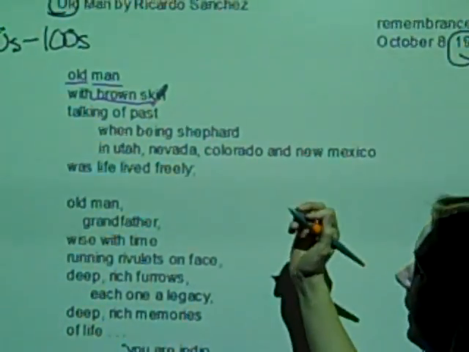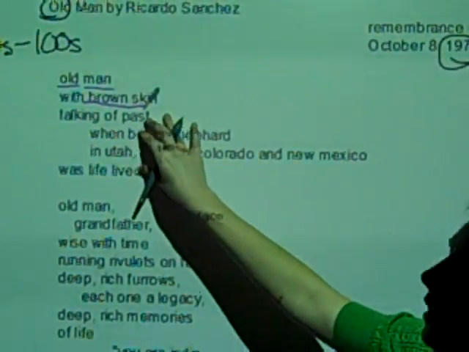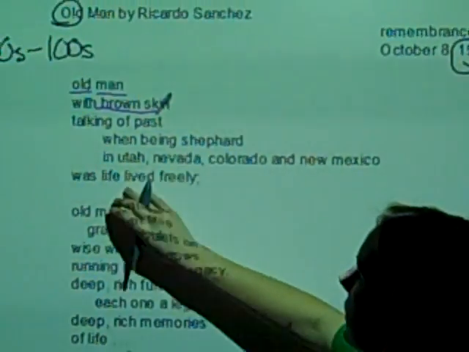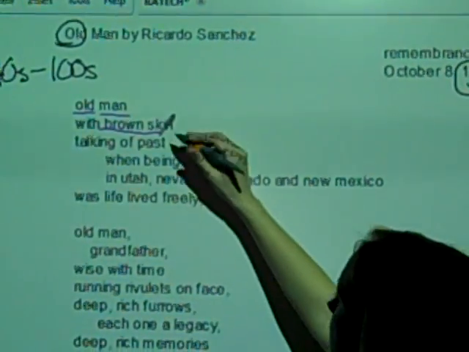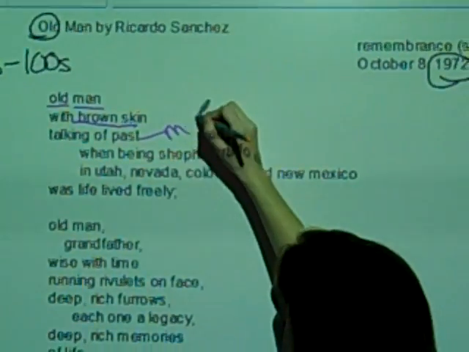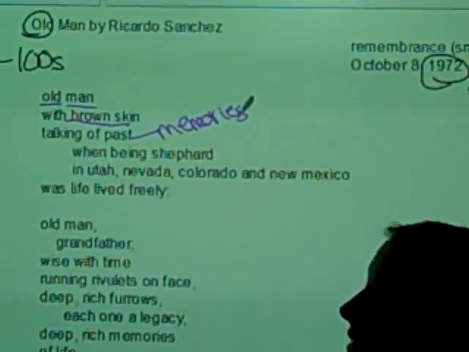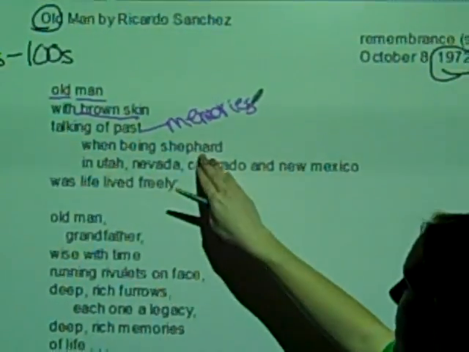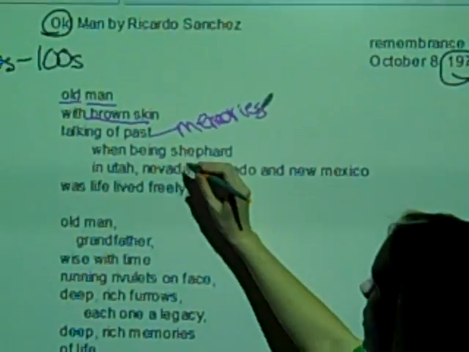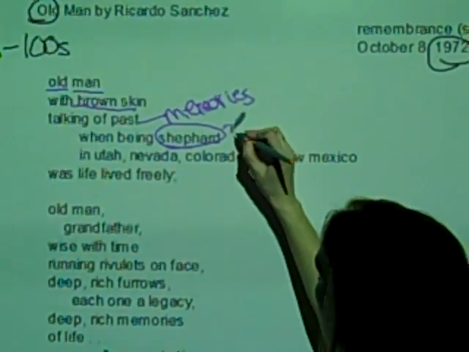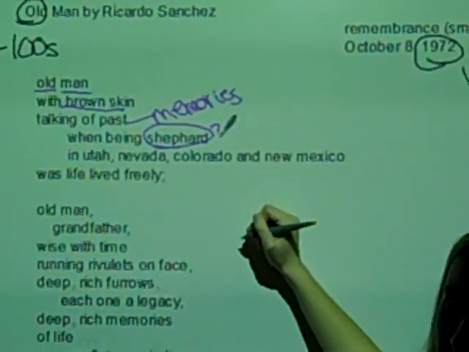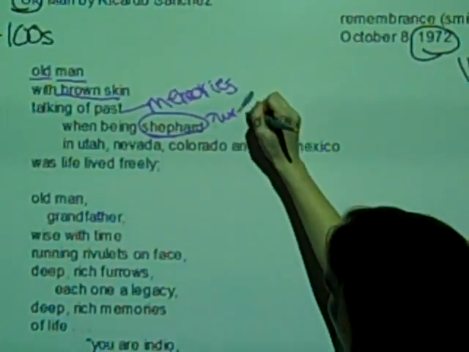So I'm picturing in my head, it's giving me a good description of what our main character would be talking of. He's talking of the past, so I know that these are going to be memories of when he was long ago, when he was being a shepherd. So I see this word shepherd, and I wonder what shepherd means. Was he a shepherd?